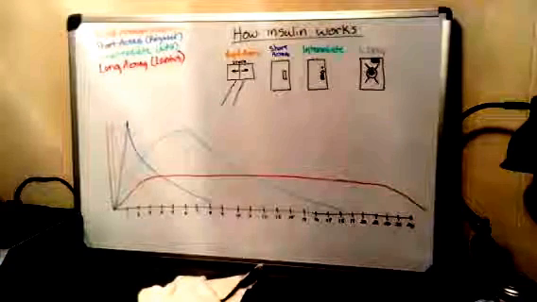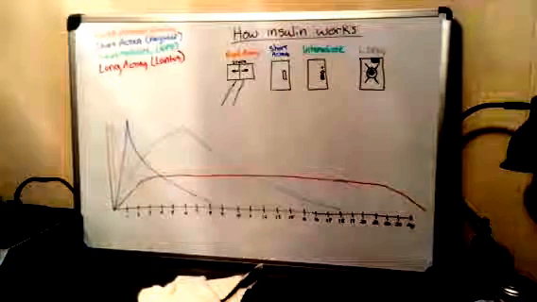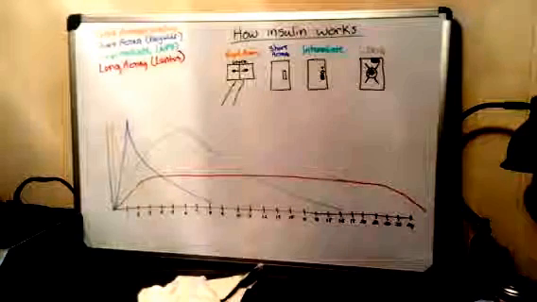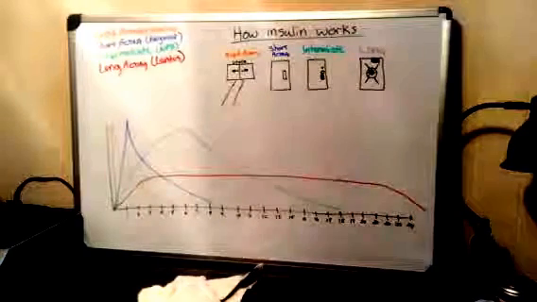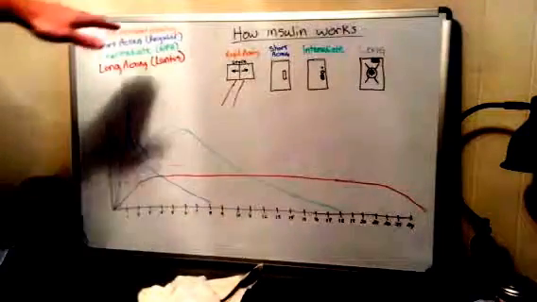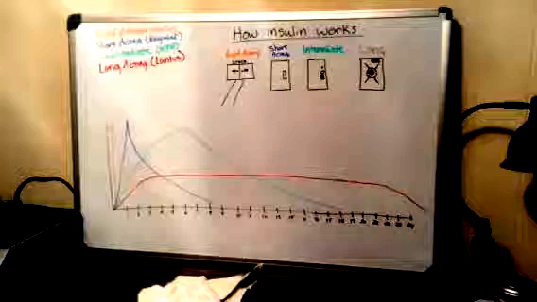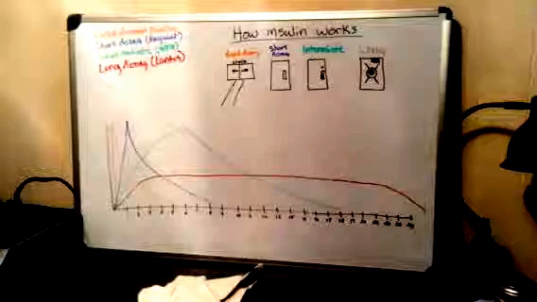So this is how insulin works. There's 4 different kinds. There's rapid acting, short acting, intermediate, and long acting. So for rapid acting, we're going to start with this. Novolog, that's a fast acting or rapid acting insulin that you use before a meal.